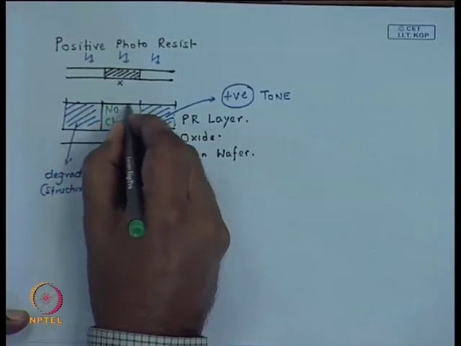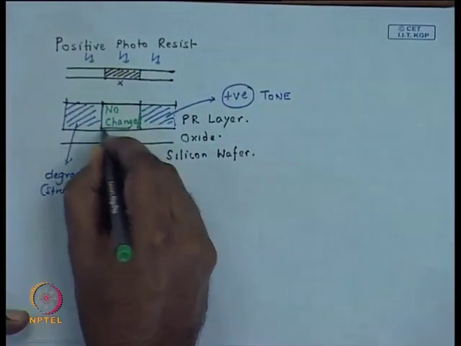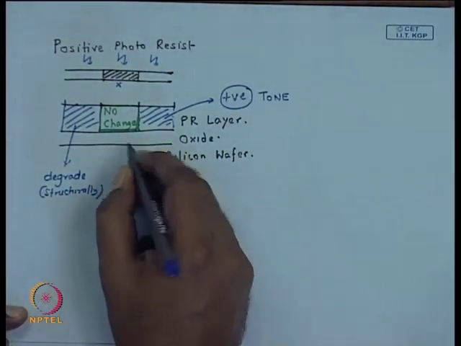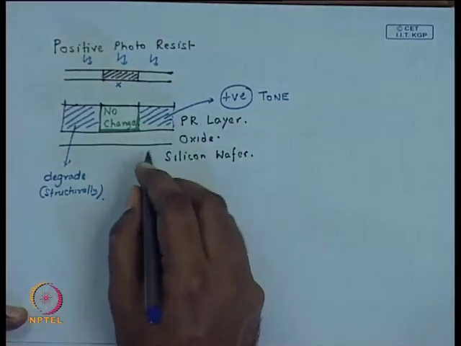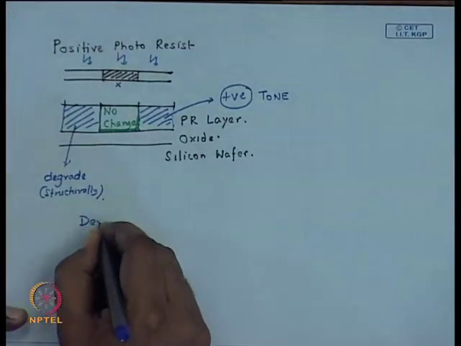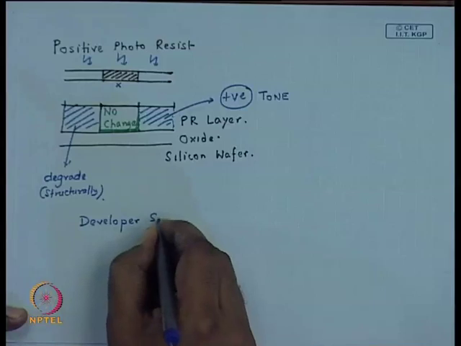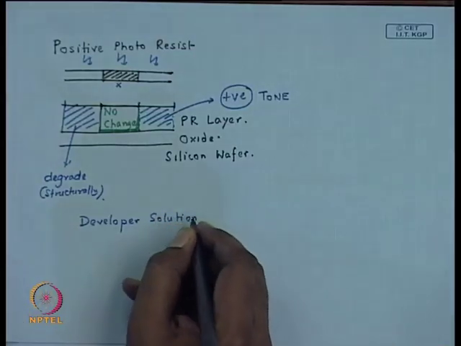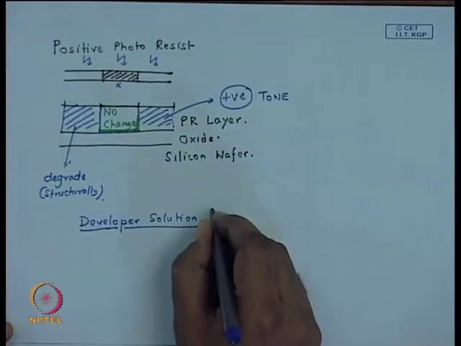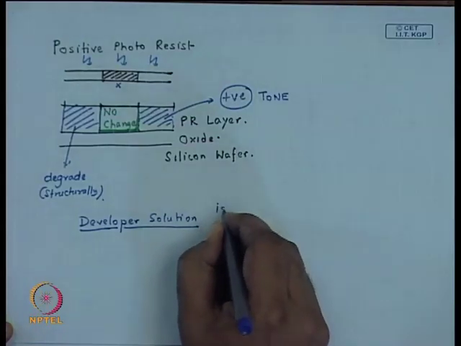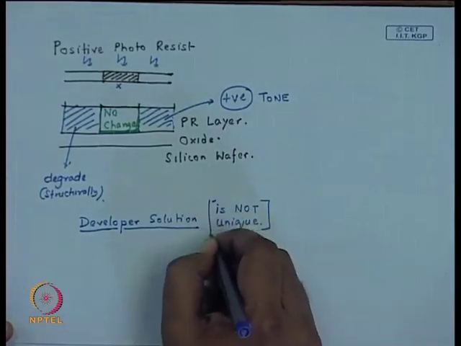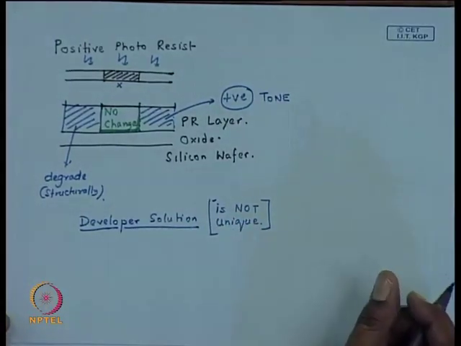So, here the polymer remains intact or retains its initial properties. Now what happens when you wash or dip this photoresist layer, which has been UV exposed, in a developer solution? For all our practical purposes, we will regard the developer solution as a special type of solvent. Please remember that the developer solution is not unique, and typically every photoresist, whether it is positive or negative, has its own developer solution.